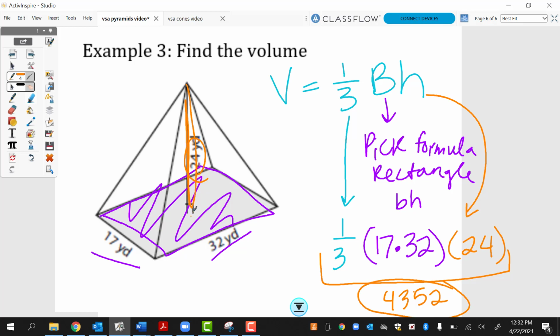Okay. So make sure you're figuring out which side is the base. Make sure that you're picking a formula for big B. You have to pick something. Okay. So you're going to go ahead and get started on the formative.